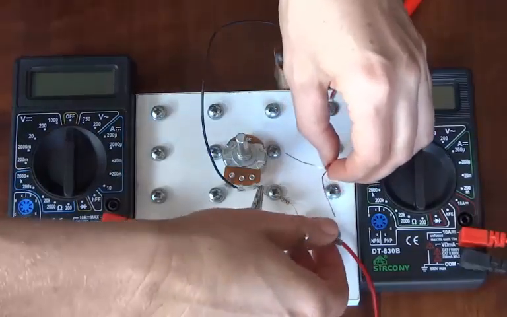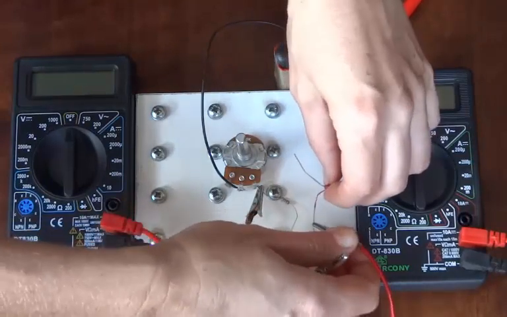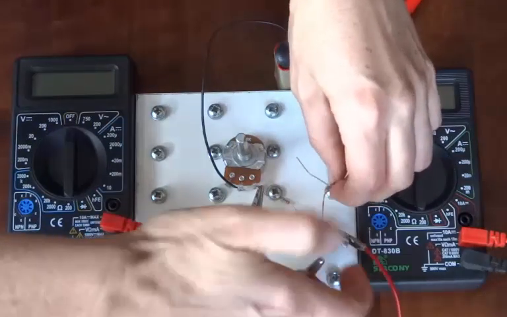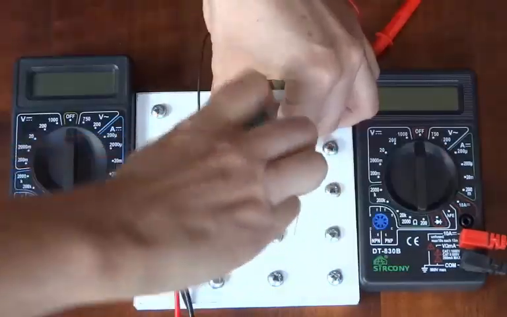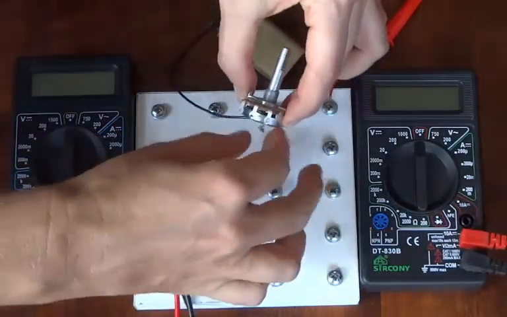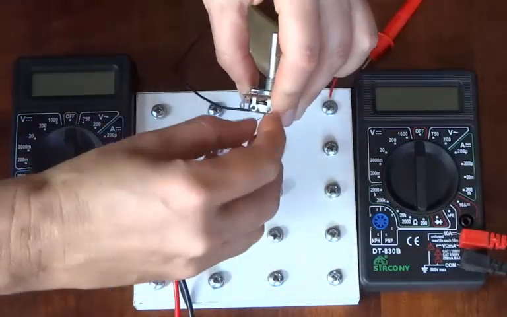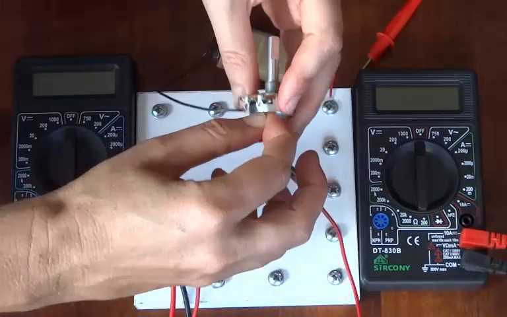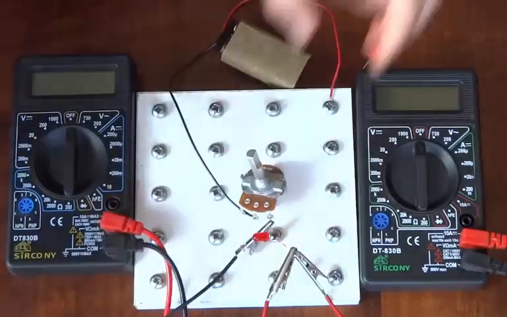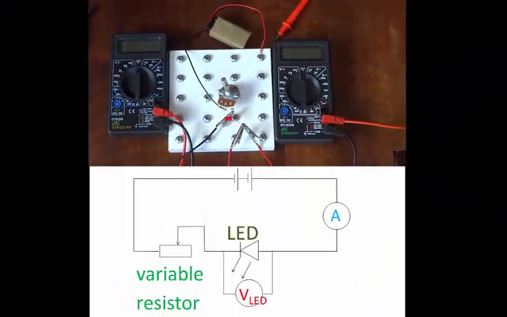So I'm simply removing the resistor from the circuit and transferring the connection straight across to the LED. So I take the resistor out there, disconnect it from the variable resistor, put the LED in its place, and there we have our circuit. Let's just check it through.